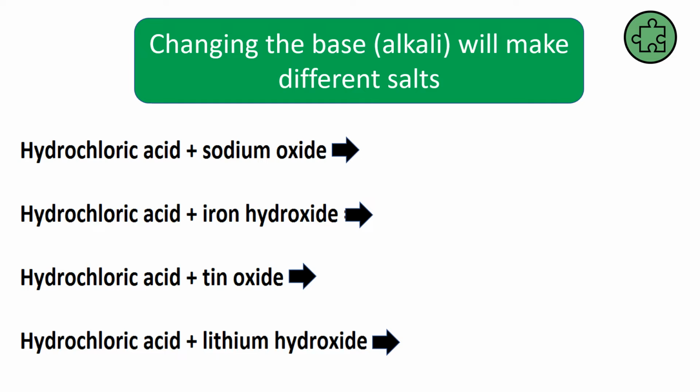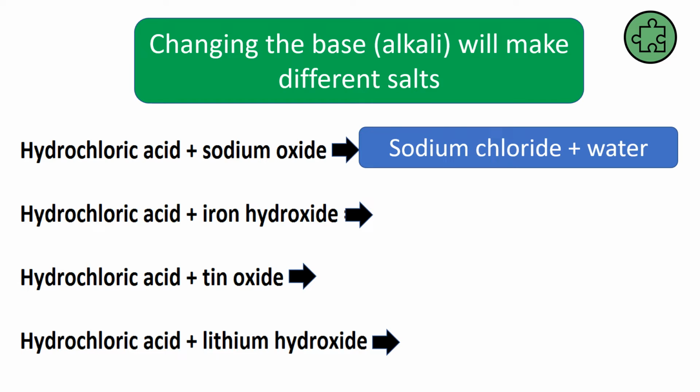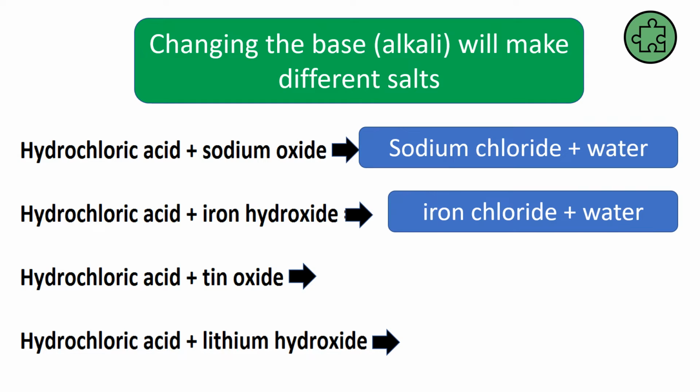Okay, so the first one then, hydrochloric acid plus sodium oxide. Well, sodium is my metal. If I wasn't sure, I'd be looking at my periodic table. Sodium is group 1, and it's going to be sodium chloride plus water, because it's a neutralisation reaction and we make water every time. Second one, hydrochloric acid plus iron hydroxide. Well, my metal is iron, so it's going to be iron chloride plus water.